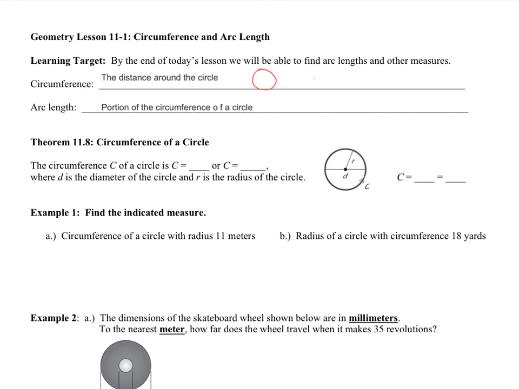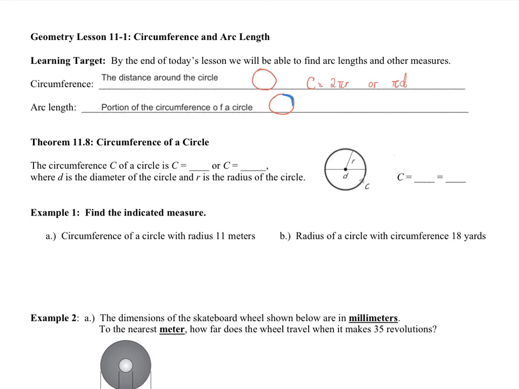And the formula to calculate the circumference is given by c equals 2 pi r, or pi d. The arc length refers to the portion of the circumference of a circle. So, if I have a circle, the arc length could be any portion of the entire circumference.